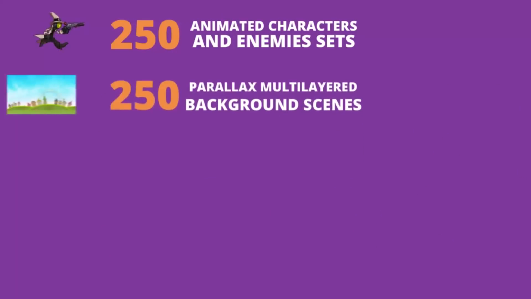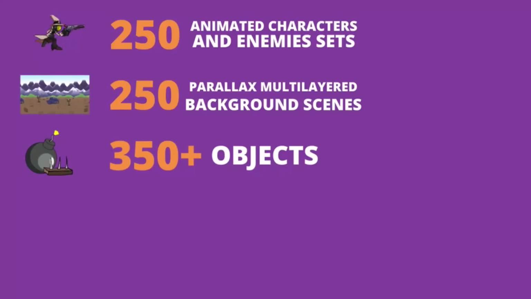There are 250 different background sets. This includes a total of 523 layered images that you can mix and match to create countless different scenes for your games. There are also 350 object sets. This totals 607 different images and has all sorts of different objects that you can use in your game, from crates to wheels and more.